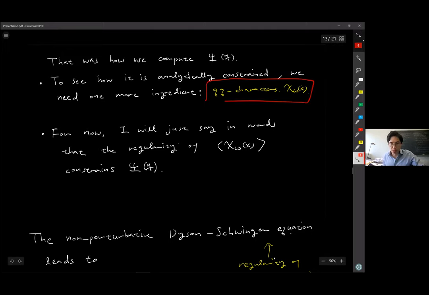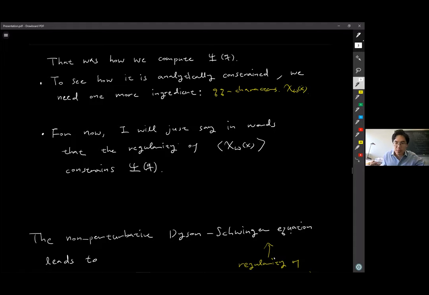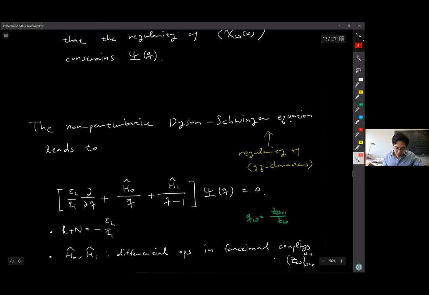This additional structure is called QQ characters. It's a certain chiral observable, a local chiral observable, with the property that its expectation value is regular in the auxiliary parameter S. So using this regularity property, we can constrain the vacuum expectation value psi. We can derive the analytic constraints that psi of Q satisfies. And the result is this.